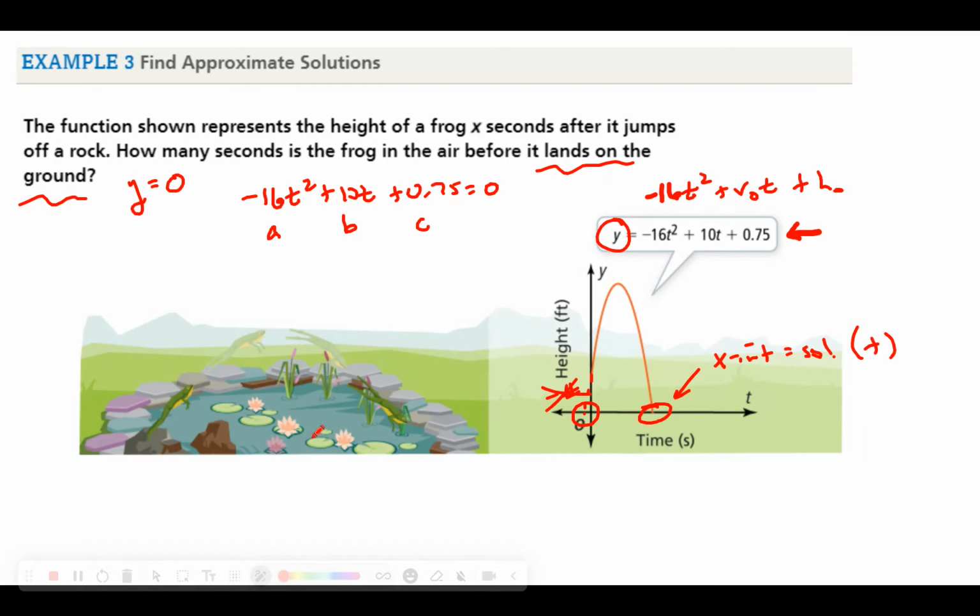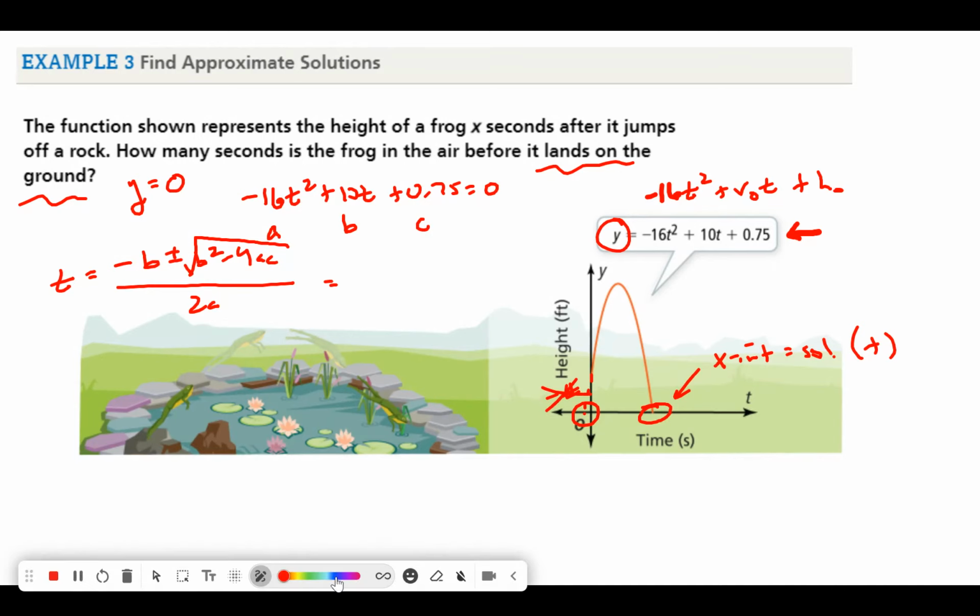Okay, so to do this, we're going to use the quadratic formula. Now, I love this picture of this frog jumping, but I wish it wasn't there. Sorry for taking up all the space. So the quadratic formula. We're going to use t instead of x, but this is just x, right? So t equals negative b plus or minus the square root of b squared minus 4ac, all over 2a. Okay, so I'm going to turn it to blue.